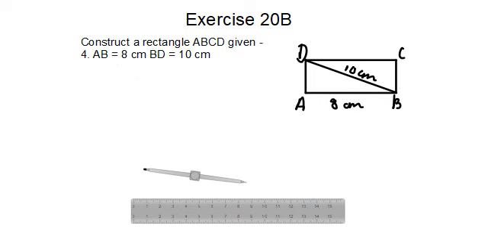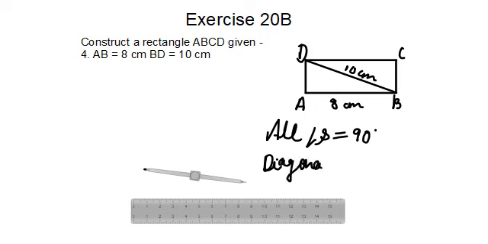So there are two properties that we'll be using in this. That is, first of all, all angles are equal to 90 degrees in a rectangle. Okay, and then the second one will be that diagonals are equal. Now what are diagonals? Diagonals are the two lines that connect the opposite points in a rectangle, right?